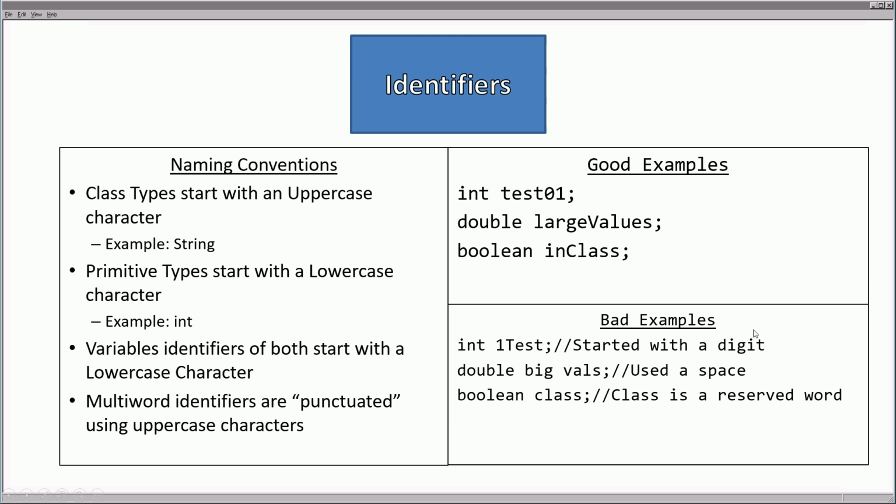Now down here are some bad examples. This variable started with a digit. We can't do that. That's a syntax error. This variable has a space in between it, and we cannot use spaces. But we still want it to be readable, so this is why we uppercase every other word after it. And this one, boolean class. We know that class is a reserved word in Java, so this would be an error as well.